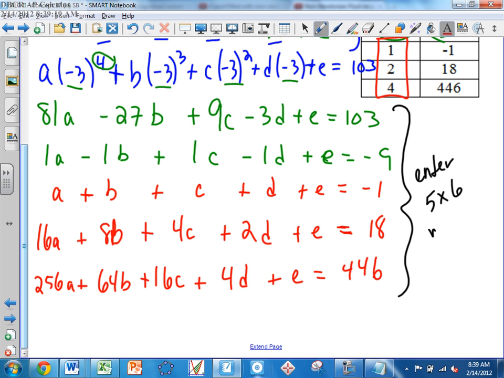Try this on your own now. It's 5 by 6, right? 1, 2, 3, 4, 5, 6. Here's your hint in case you forgot how to do that. Please go on your calculator and figure this one out. If you don't know, talk to a neighbor.